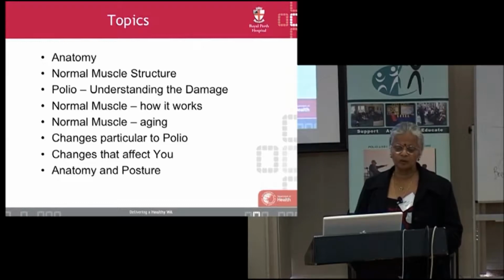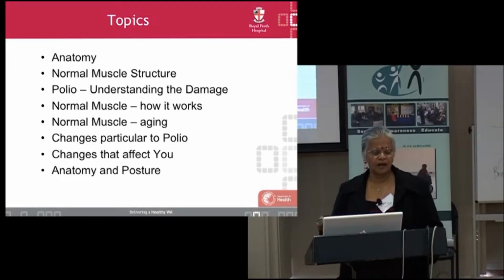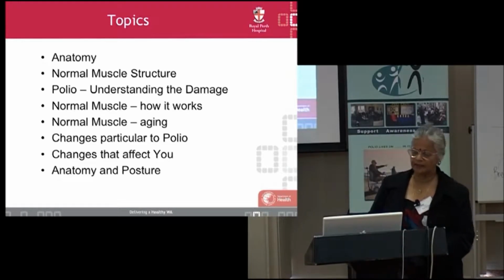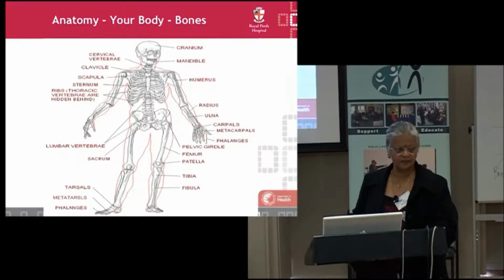We go through something called polio and understanding the damage polio caused you. Normal muscle, how it works, normal muscle aging, so it's all repeats. Then I home in on changes particular to polio, changes that affect you, and then something on anatomy and posture. So just a basic, don't forget, we are essentially a bag of bones. Every bone in that skeleton you have.